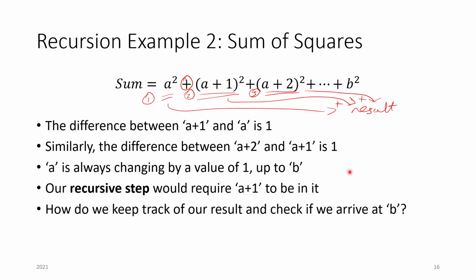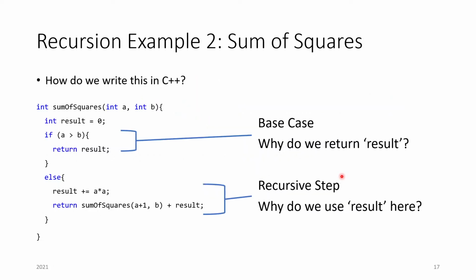Remember, a here is always going to be less than b, because a is the lesser value, b is the greater value. Because we know a is always changed by a value of 1, that means the recursive step will have a plus 1. And to keep track of how we go about doing this, I'm going to go back to the code here and show you how we went about formulating it.